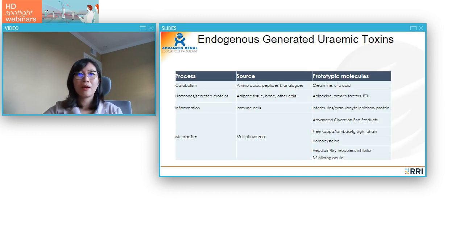So other than uremic toxins generated from the gut, there are also other toxins I want to mention. They are the products of normal biological functions. As you can see, some examples are listed in this table. There are quite some famous ones such as beta-2 microglobulin, uric acid. You will see their names appear again and again in the later part of this talk.